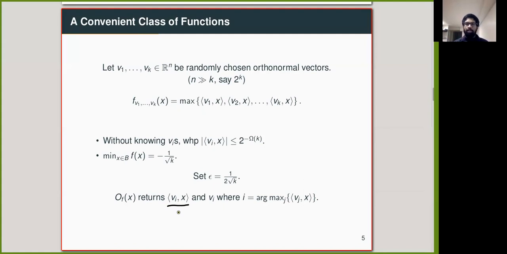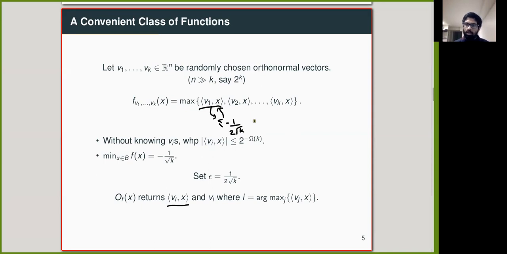So intuitively, you would think that you make a query, you learn one of the vi's. In your second query, you can set vi inner product x as you wish because you know vi, but all the other terms are still going to be exponentially small. And so after k-1 queries, there's still some term here that is exponentially small. And so you still won't know any x for which say v1 inner product x is less than or equal to -1 by 2 square root k. So if you've made only k-1 queries, you won't be able to output the correct answer.